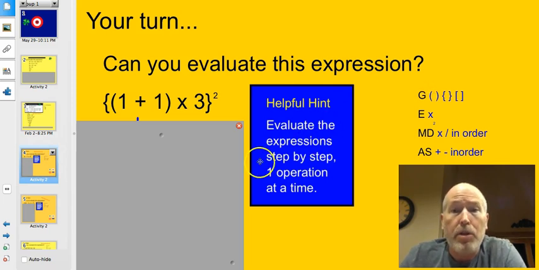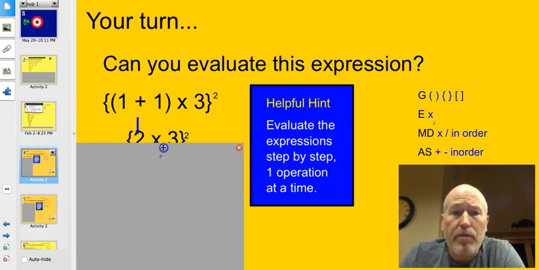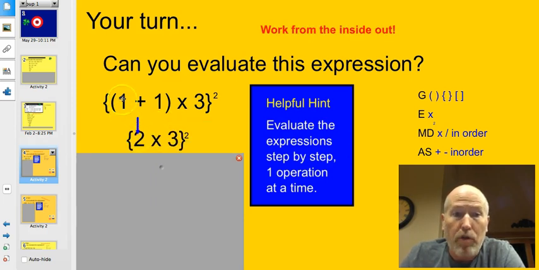All right, did you work from the inside out? Did you remember to use GEMDAS? All right, if you did, you worked from the inner parentheses. 1 plus 1 was 2.